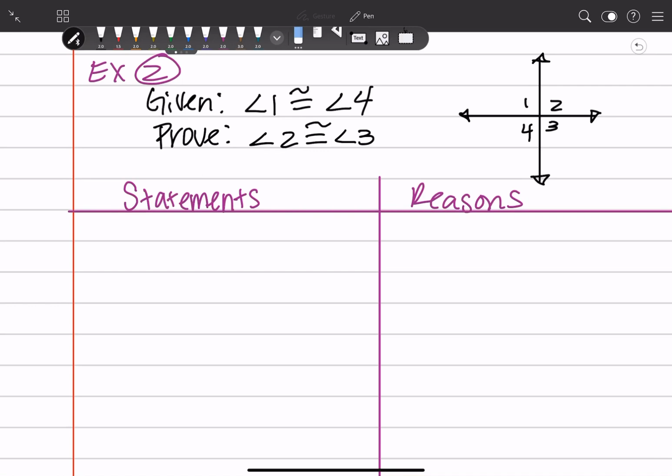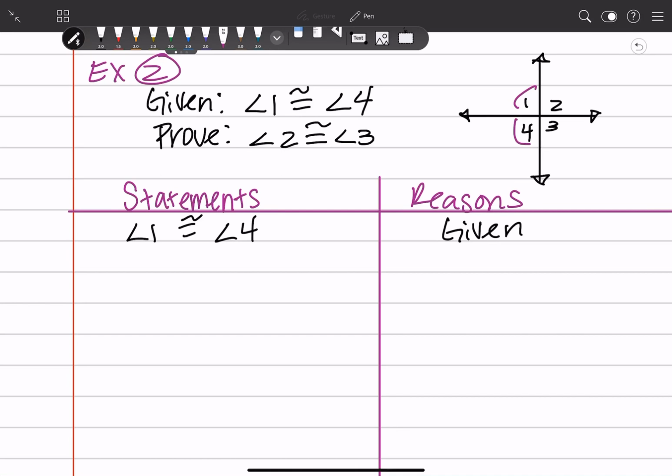All right, so first things first, we're going to write our given, which is that angle 1 is congruent to angle 4. And I want you to mark up your graph right here, or your diagram. So angle 1, I have that written wrong. Nope, that's good. So it says that angle 1 is congruent to angle 4.